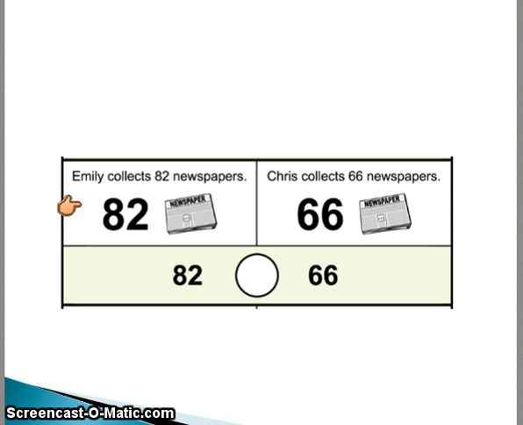Emily collects 82 newspapers. Chris collects 66 newspapers. 82 is bigger than 66. 82 is greater than 66. So what symbol are we going to do? We're going to do the one with the biggest side facing the 82. That alligator is going to chomp up the 82.